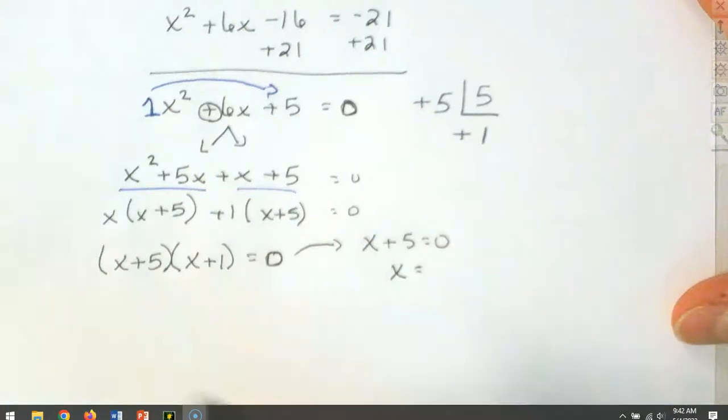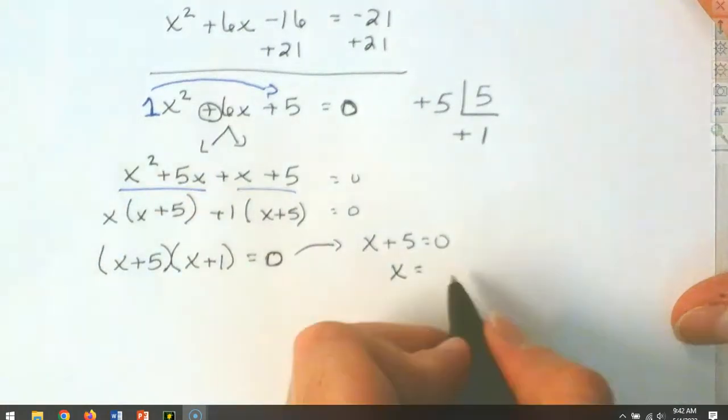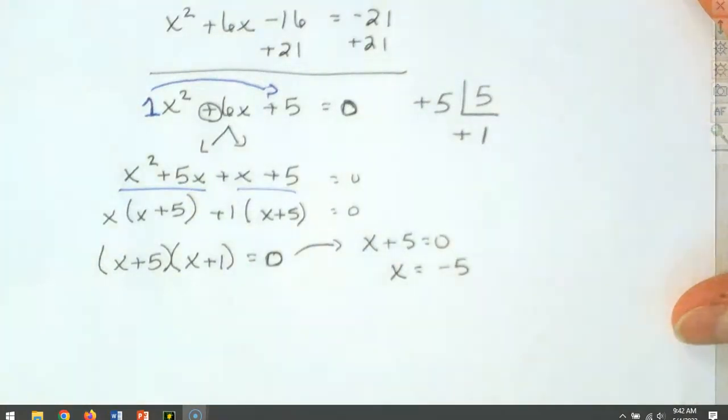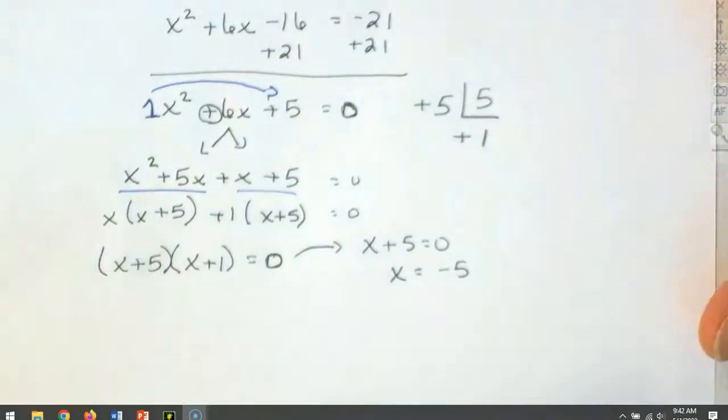We have to move it over. So what would it give you? Negative 5, right? Remember, you got to move it over. So that makes one solution then. X equals negative 5. What about the other one?